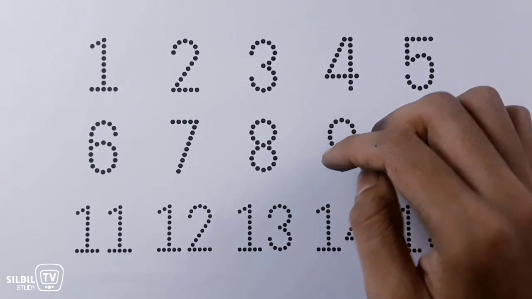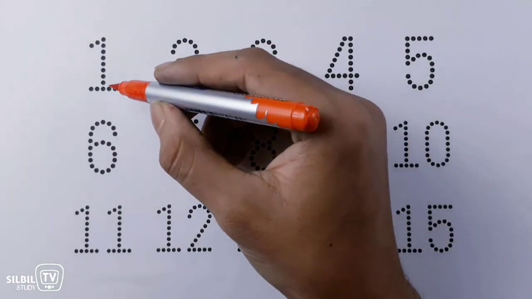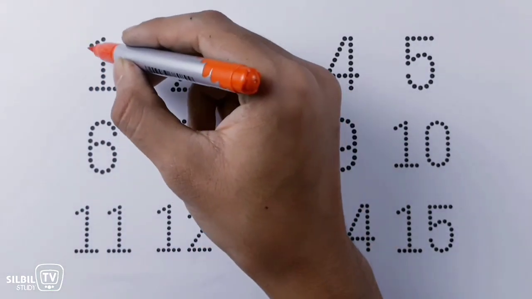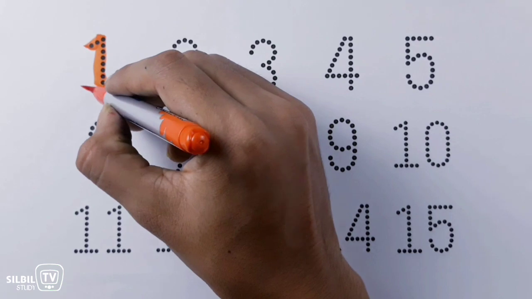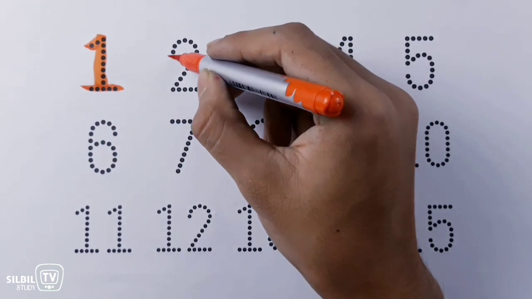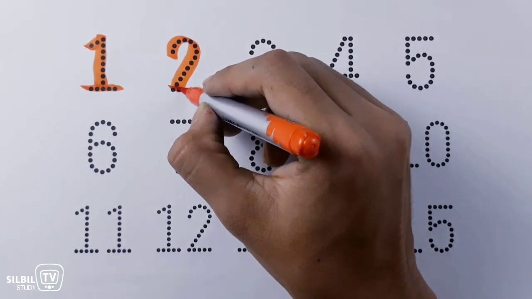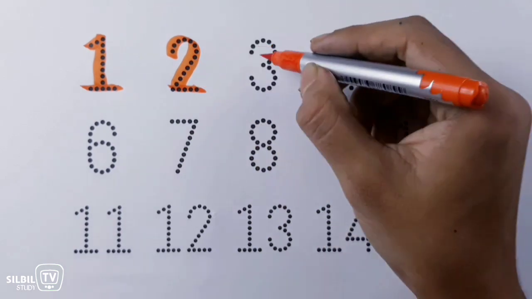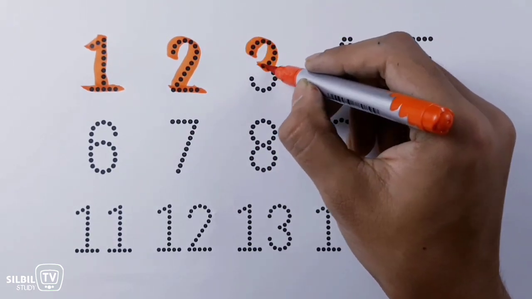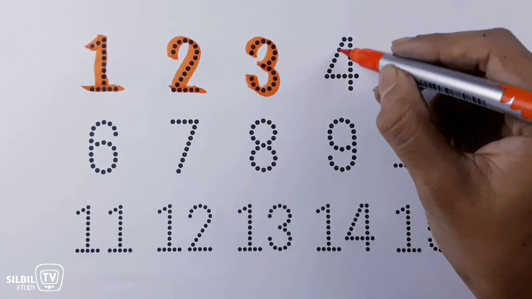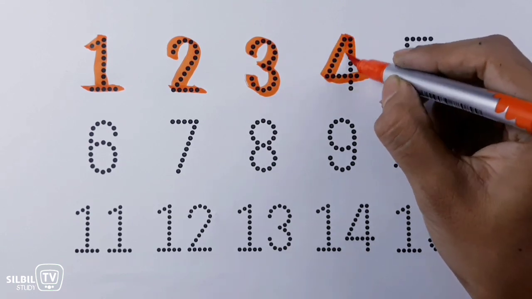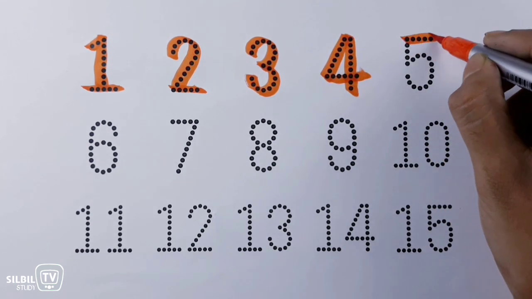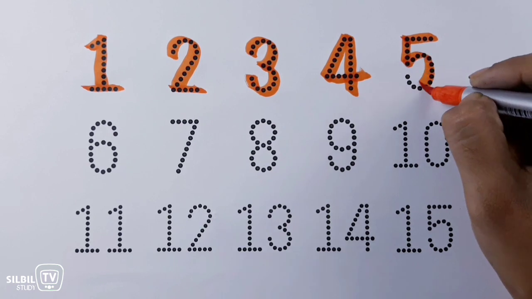Let's start with orange color. 1, number 1. 2, number 2. 3, number 3. 4, number 4. 5, number 5.